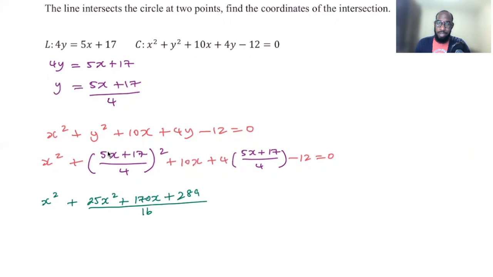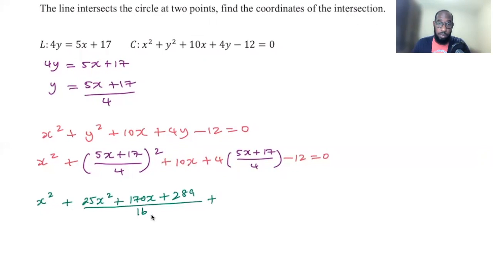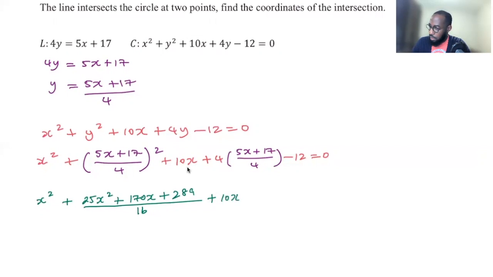Once I square 5x, I get 25x squared. 5x times 17 times 2 is 170x. When you square 17, you get 289. The square of 4 is 16. Check out that expansion of brackets video. So I put plus 10x, and plus, now there's a nice thing happening here. This cancels off with that. So I can simply write 5x plus 17 minus 12.